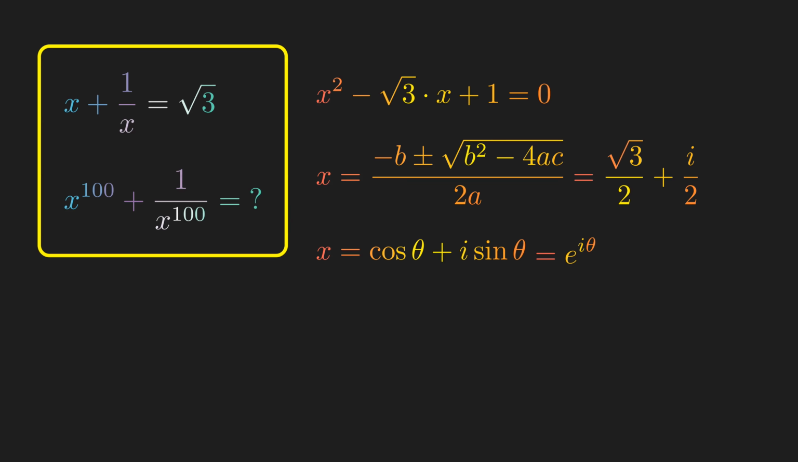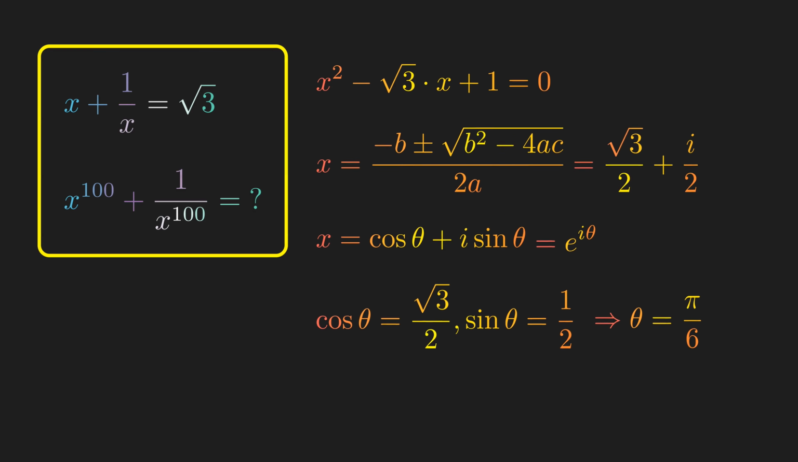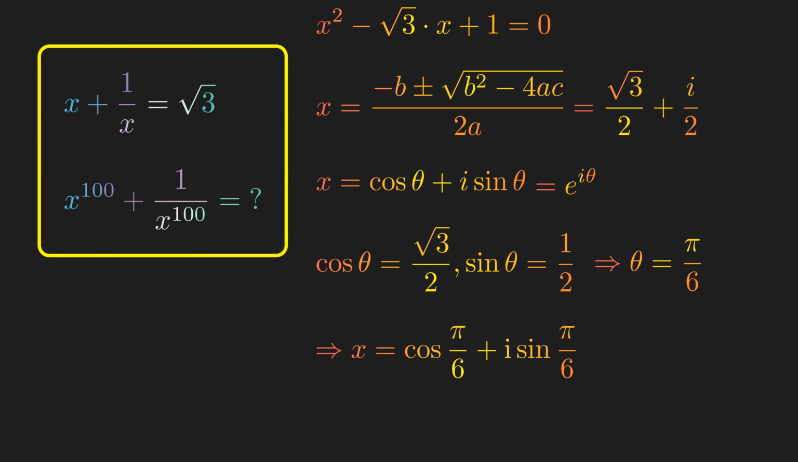Now, when we bring our equation into this form, cosine theta equals square root of 3 over 2, and sine theta equals 1 over 2. That gives us theta equals pi over 6. So that means x equals cosine pi over 6 plus I sine pi over 6. And this expression is the same as e to the power I pi over 6.